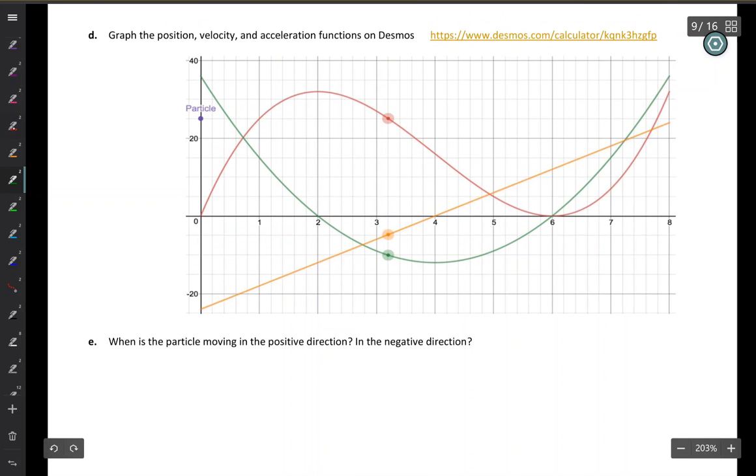All right. I do think we should label these in your notes: position, velocity, and acceleration.